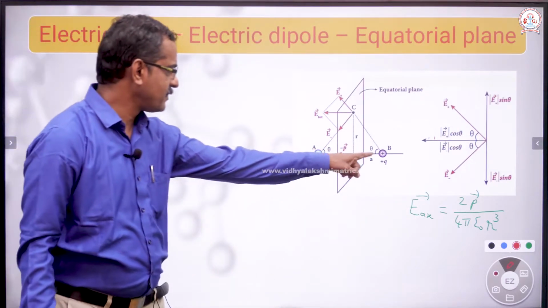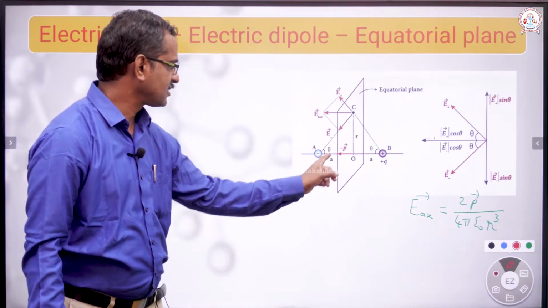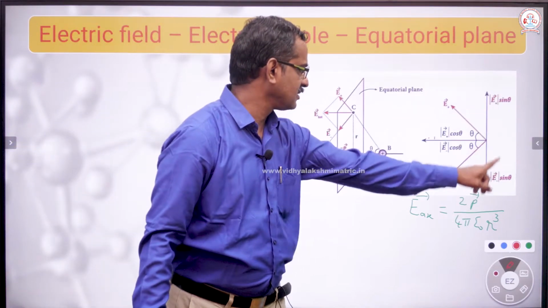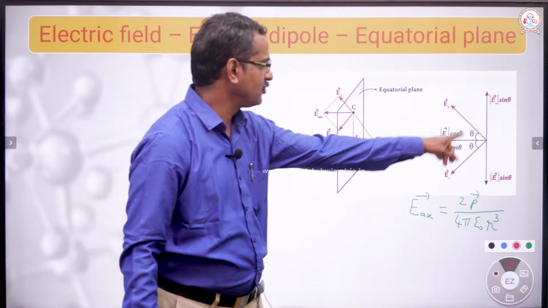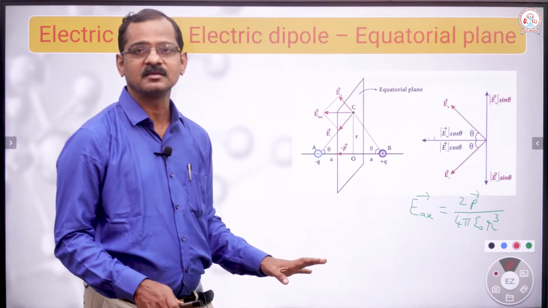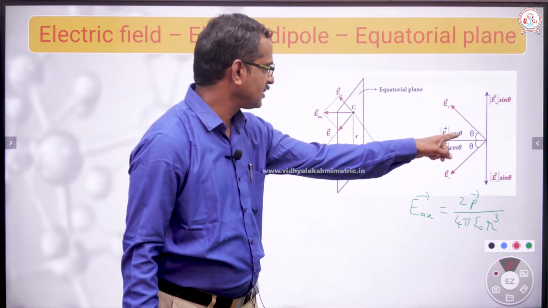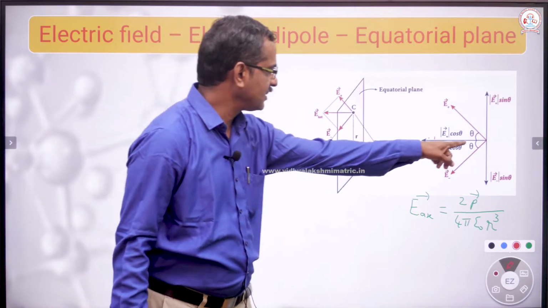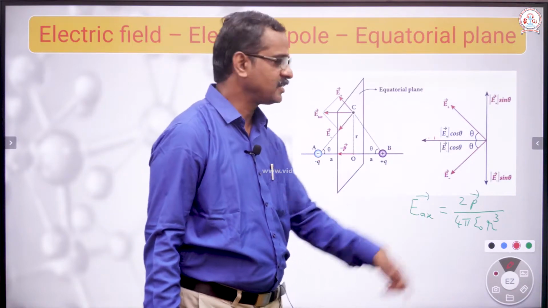As the distance and the magnitude of charges are the same, the magnitudes of the electric field components E sin theta will be the same, and they are acting in opposite directions. Therefore, they are going to get cancelled. The E cos theta components have the same magnitude, and they are acting in the same direction. Therefore, they are going to be added.